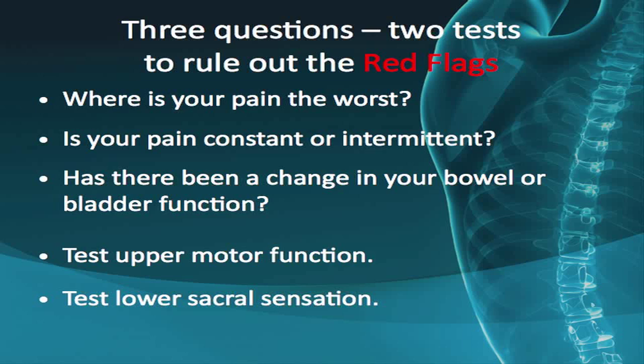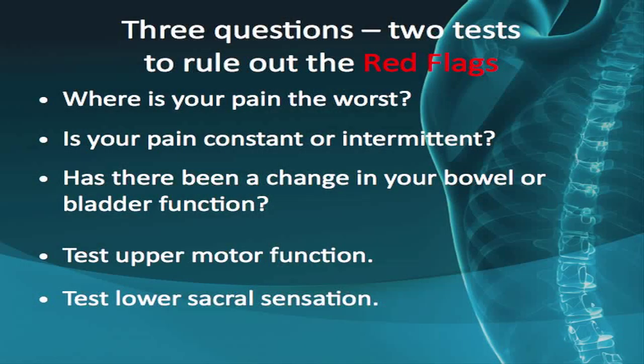I can now rule out if the pain is intermittent and back dominant. There goes my cancer worries. There goes my infection worries. If there's been no change in bowel bladder, there goes my cauda equina worries. All of these things are done on these questions. Then the two tests are upper motor, there goes my cord tumors, there goes my demyelinating diseases, and low sacral, and I'm right back to cauda equina, the only true surgical emergency in low back. And that's it. That is the entire examination.